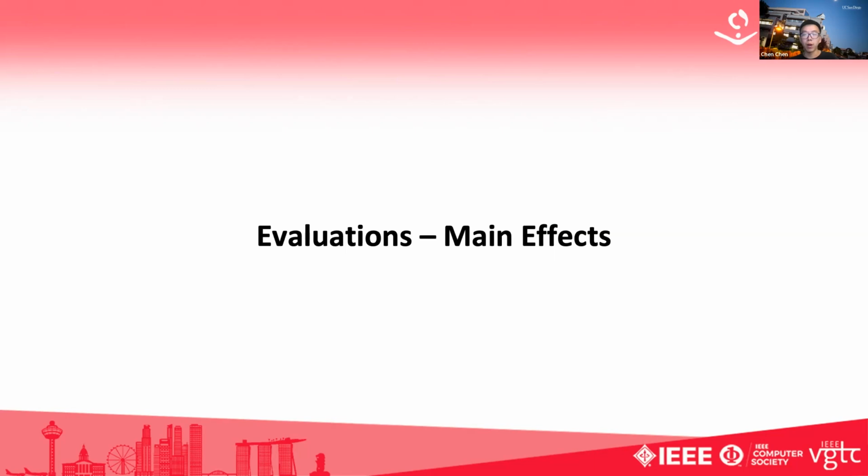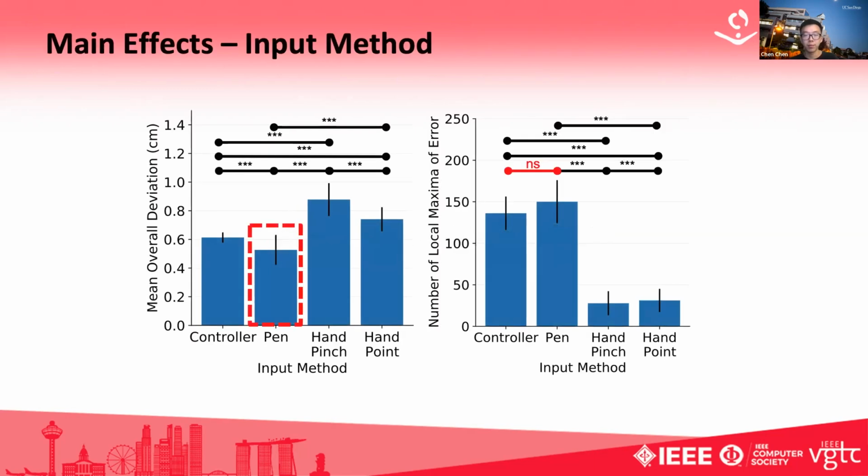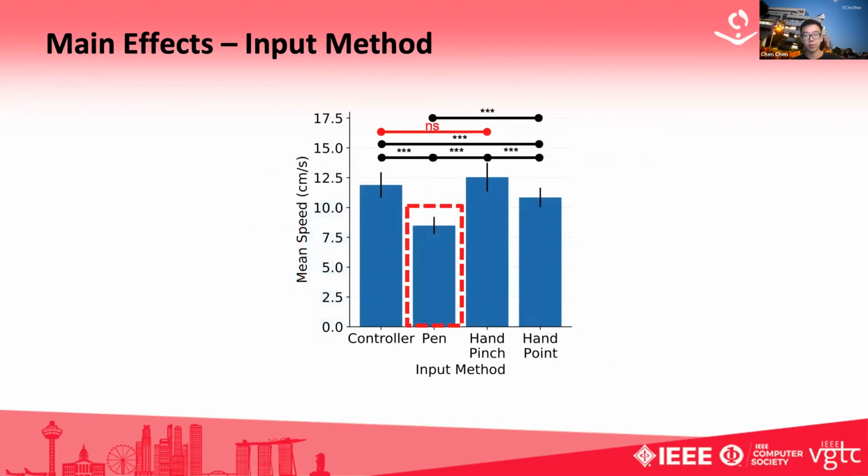The first part of our evaluation focuses on the main effects. While looking at the input methods, it is clear that using a VR pen could generate the highest precision, which might be caused by the higher frequency of error correction attempts. More interestingly, while participants were instructed to perform precision-first 3D drawing, they attempted to draw slightly slower while using the VR pen.